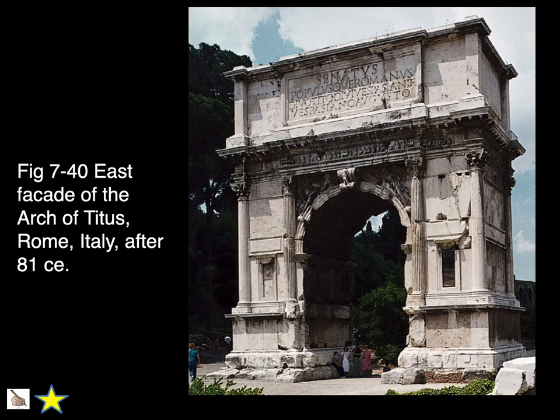The inscription on the attic states that the Senate erected the arch to honor the god Titus, son of the god Vespasian, to underscore Titus's divinity. The Senate normally proclaimed Roman emperors gods after they died, unless they had a bad reputation with the Senate, in which case they were damned.